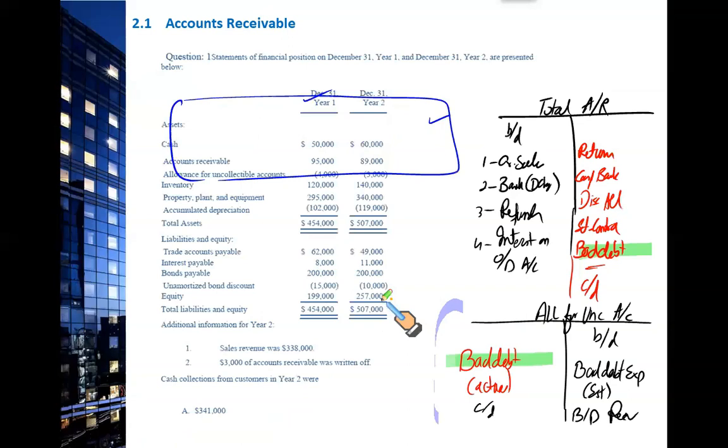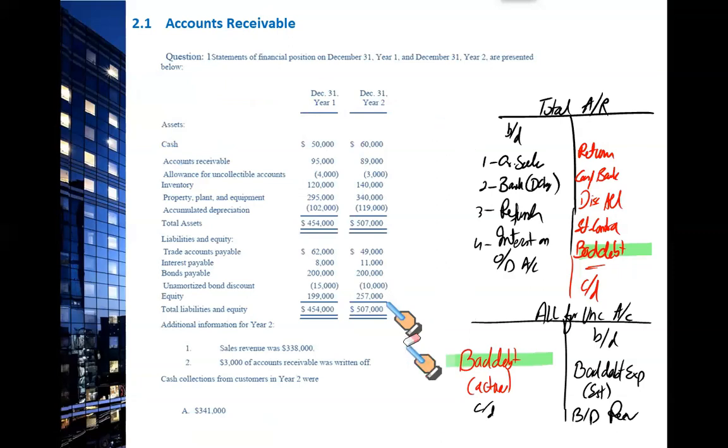Now look at this. I'm going to first erase this and then I'm going to explain the idea. All right, people. Question 1: the statements of financial position on December 31st, year 1 and December 31st, year 2 are given below. We have been given two years' balance sheets.